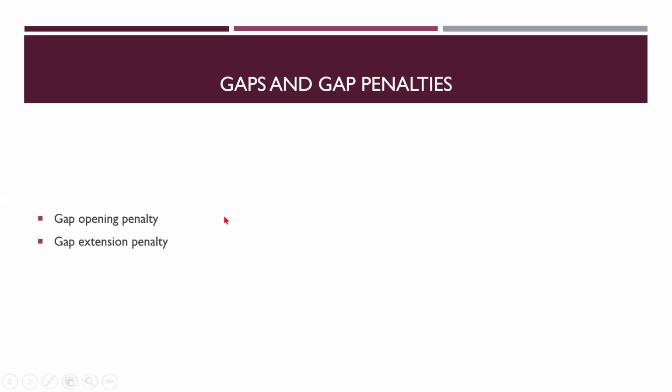in that case, you have to include a gap opening penalty. Whereas if you are extending an already existing gap during the process of alignment, there you have to include a gap extension penalty. And many scoring schemes include a higher value for gap opening and a lower value for gap extension. So what I'm trying to say is the gap opening penalty is more than the gap extension penalty.